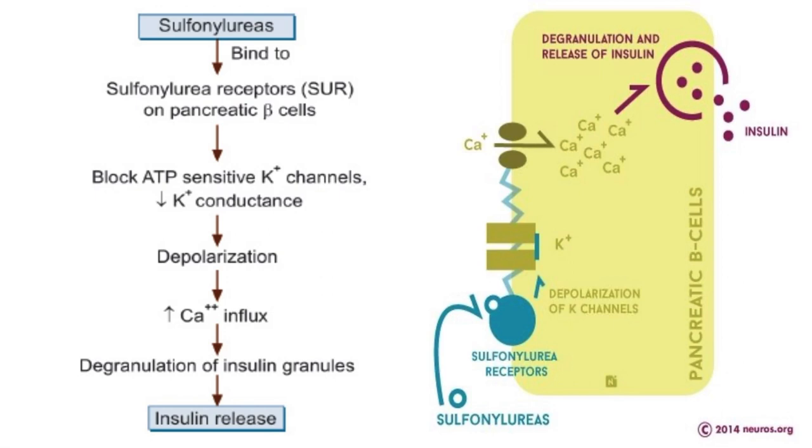It causes the depolarization, which increases the calcium influx. That means calcium is also stopped from going out, leading to the calcium influx, right? It causes release of the insulin from the pancreatic B cell, degranulation of the insulin granules.